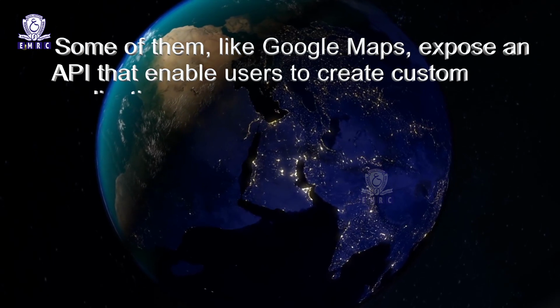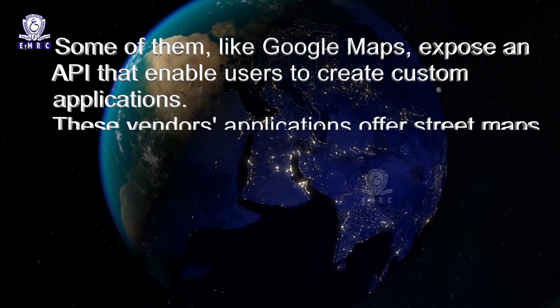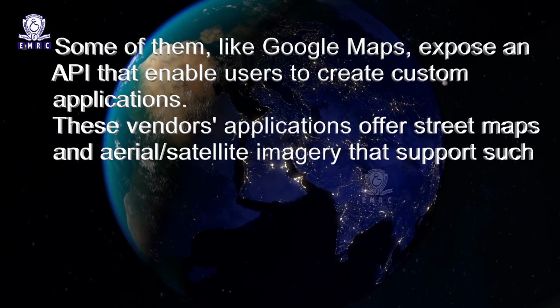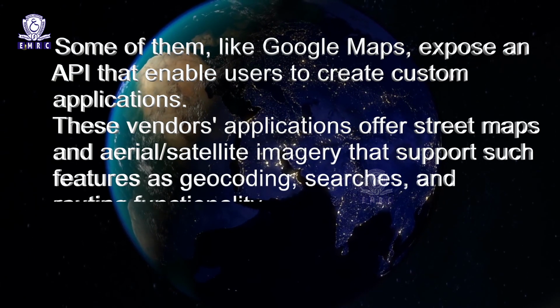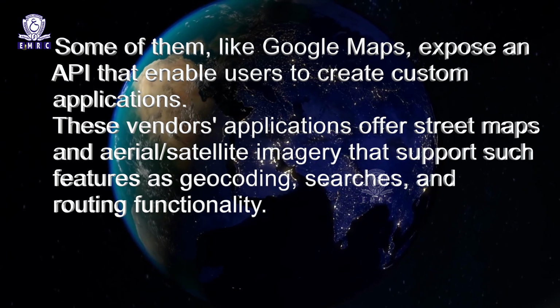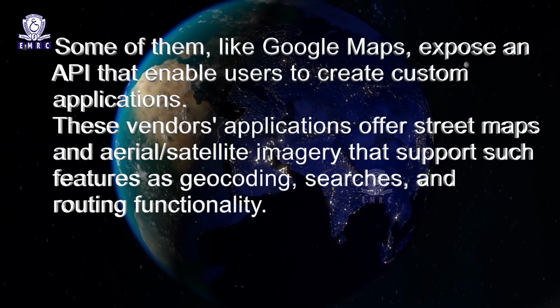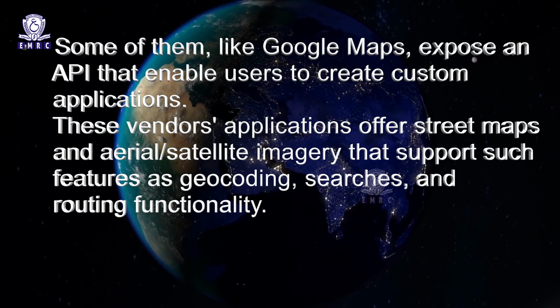In recent years, there has been an explosion of mapping applications on the web such as Google Maps and Live Maps. These websites give the public access to huge amounts of geographic data with the emphasis on aerial photography. Some of them like Google Maps expose an API that enables users to create custom applications. These vendor applications offer street maps and aerial satellite imagery that support such features as geocoding, searches and routing functionality.